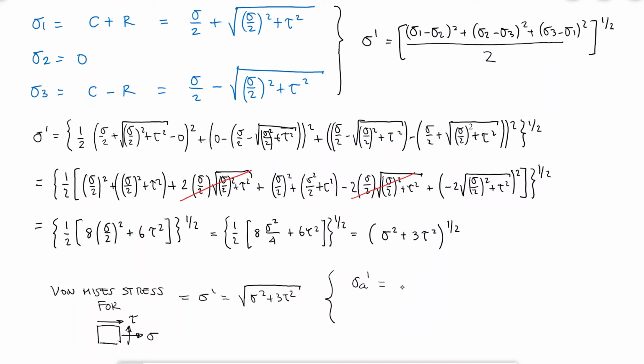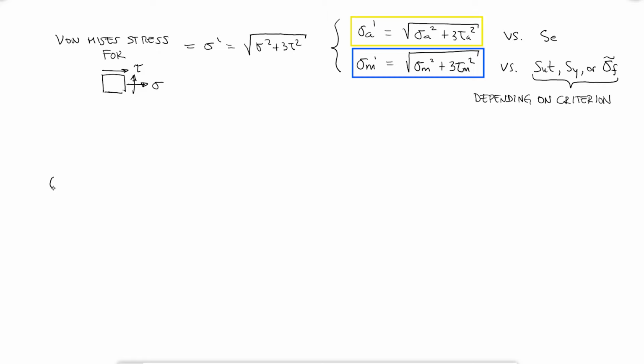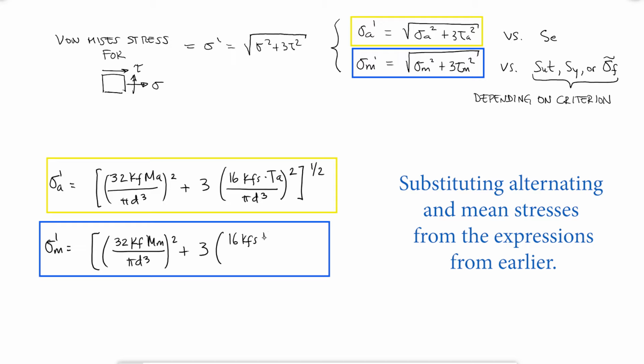The von Mises stress for the alternating stresses is what we would compare to the endurance limit, and the von Mises stress for the mean stresses is what we would compare to the ultimate strength, yield strength, or true fracture strength, of course, depending on the fatigue failure criterion. But we can go one step further. We can write the von Mises stresses in terms of moments, torques, fatigue stress concentration factors, and diameter.